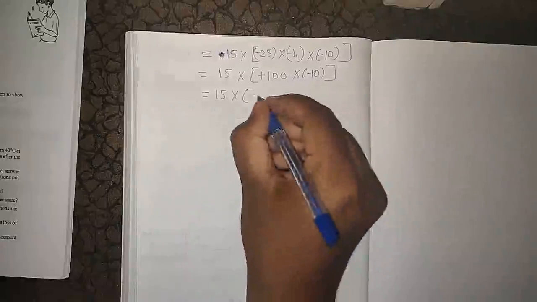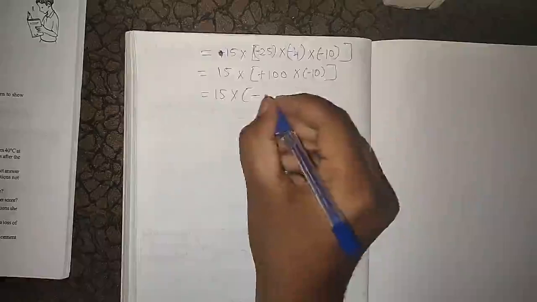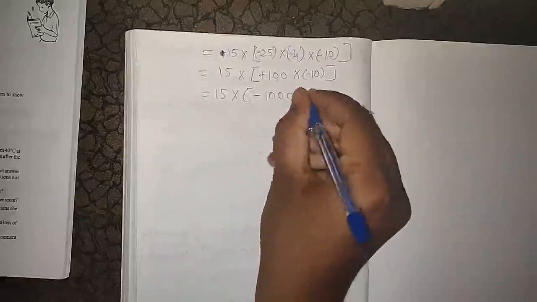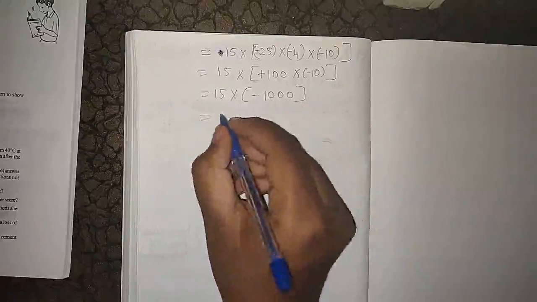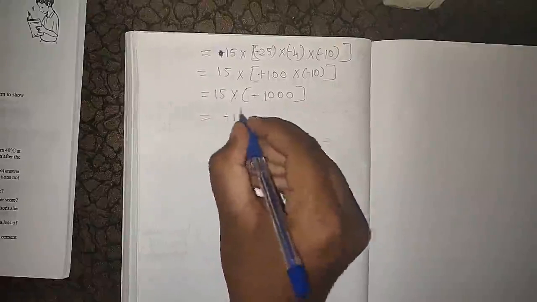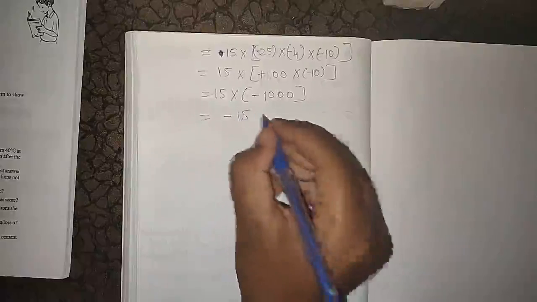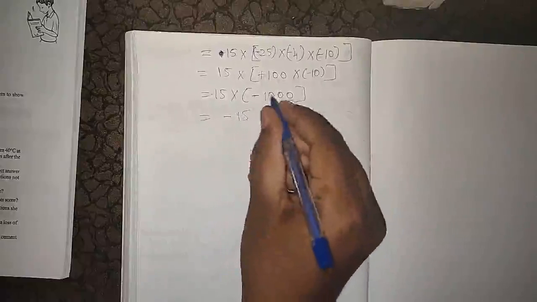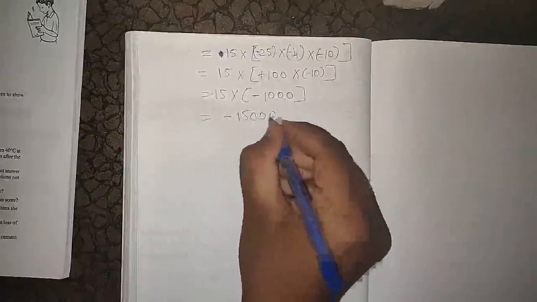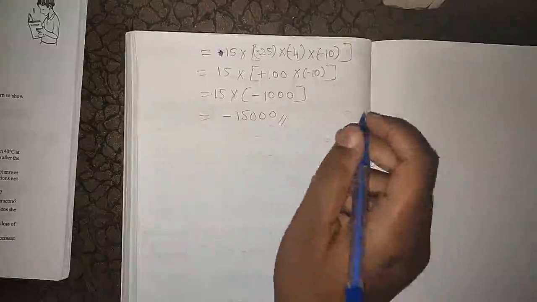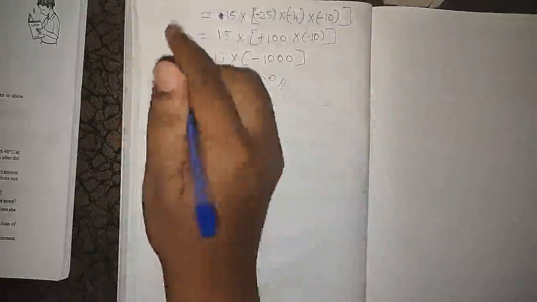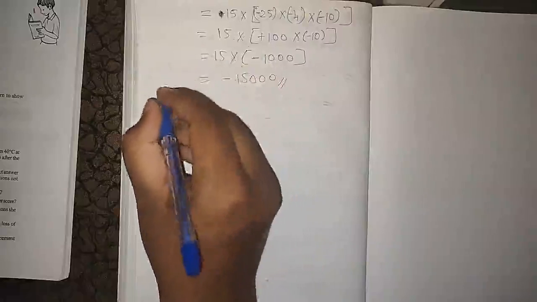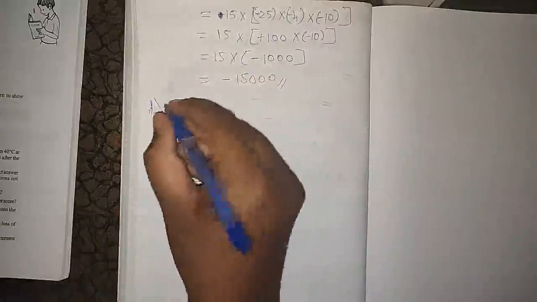Plus into minus is minus. 100 into 10 is 1000. So minus 1000. So 15 into 1000 will be 15,000. But minus sign is there here, plus sign is there. Plus into minus is minus. 15 into 1000 is 15,000. How will you write? 15 you will write and then count 1, 2, 3 zeros are there, no? So 3 zeros you should write. So minus 15,000. This is how you will solve using what? Properties. Which property I used here? Associative property. Now coming to D.